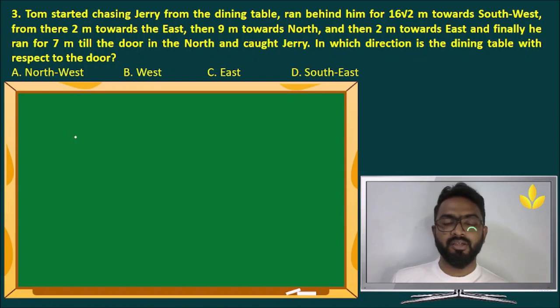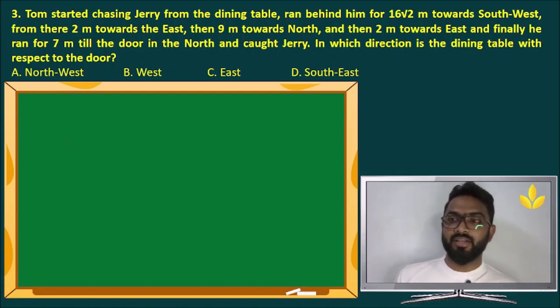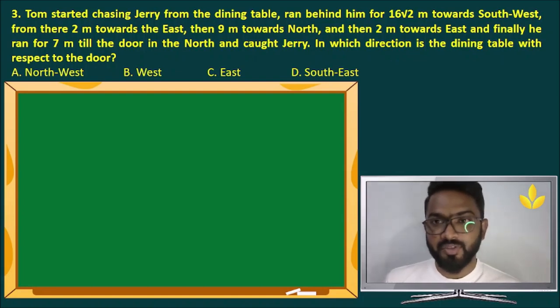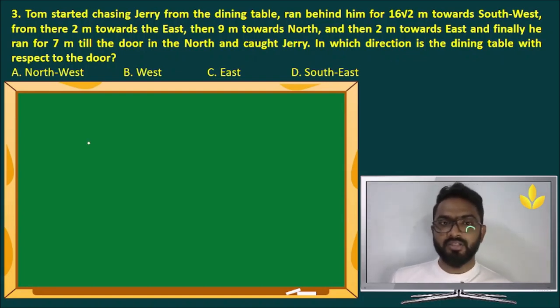Question number 3. Tom started chasing Jerry from the dining table, ran behind him for 16 root 2 meters towards southwest, and from there 2 meters towards the east, and then 9 meters towards north, and then 2 meters east, and so on and so forth. Okay, let's do it step by step.